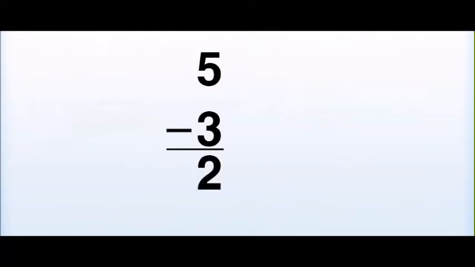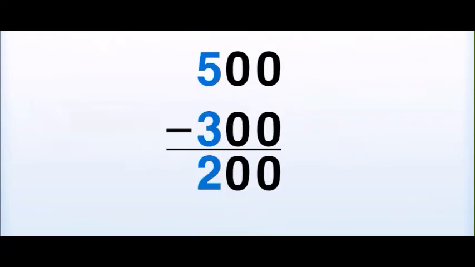For this problem, you need to subtract hundreds. Look at the hundreds in the ones column. Because we know that 5 minus 3 is equal to 2, you also know that 500 minus 300 is equal to 200.